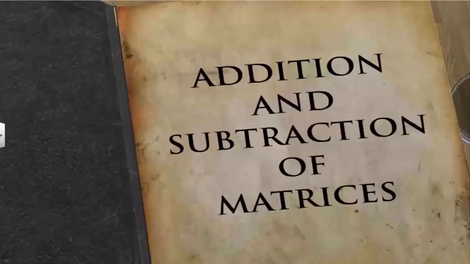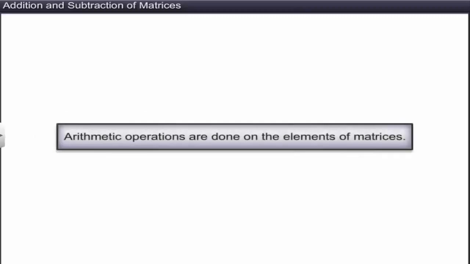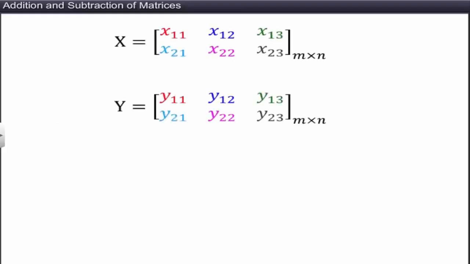In this module, you will learn about the addition and subtraction operations performed on matrices. Arithmetic operations, such as addition and subtraction, are possible on matrices of the same order. However, the arithmetic operations are done on the elements of the matrices. Let's start by exploring the addition operation on two matrices. We have two matrices, X and Y, of the same order.